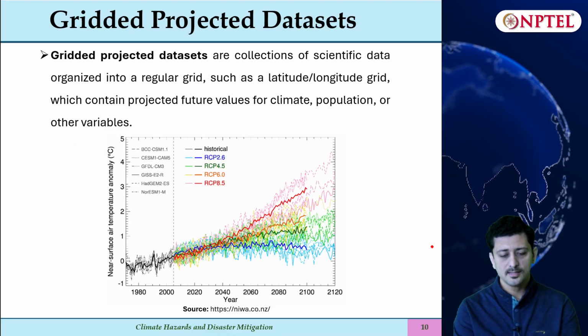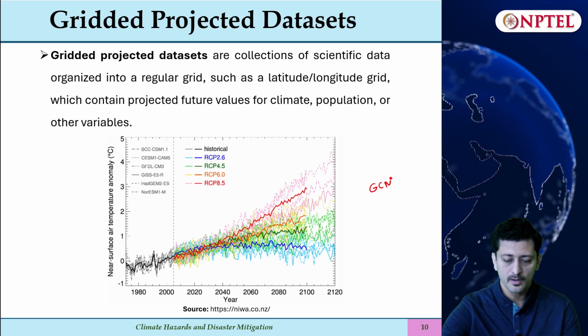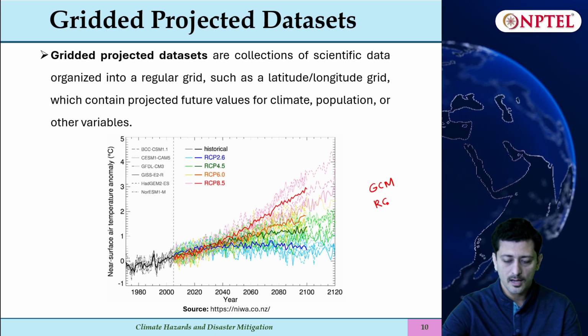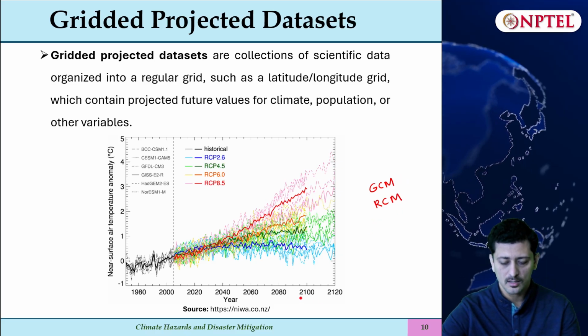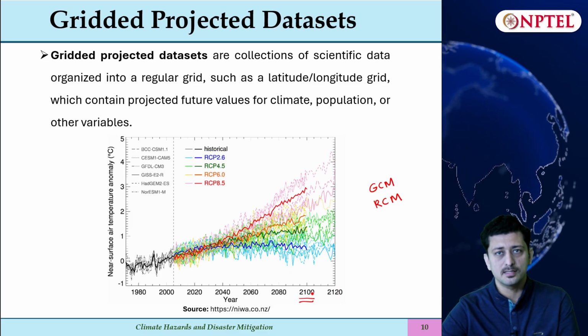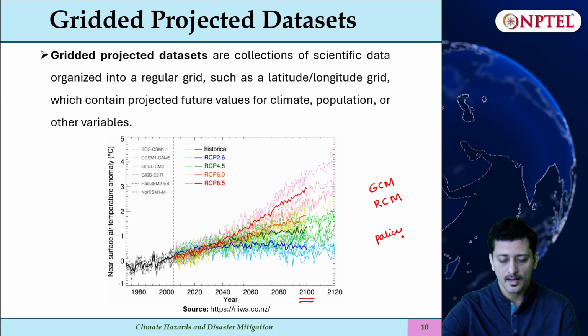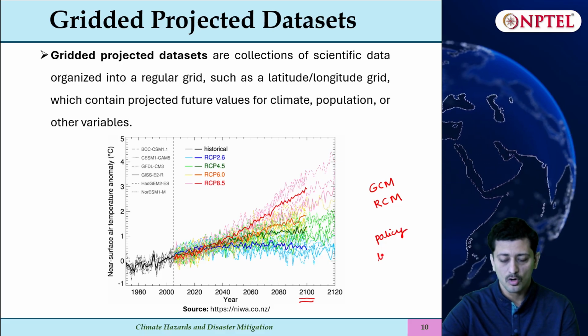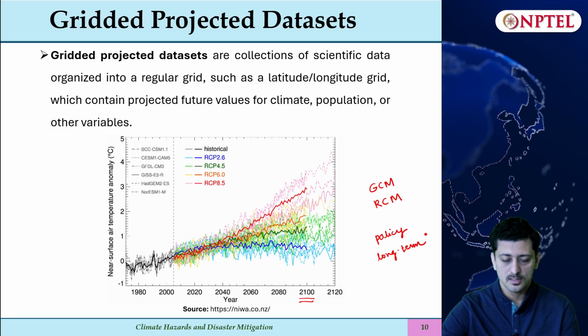Next is a projected data set. So here you can get information from global climate models or regional climate models, and you can get projections till future, that is 2100, of how the climatic parameters are going to behave, and they are widely used for policy analysis, that if you want to have long-term policy solutions, then you can use this.